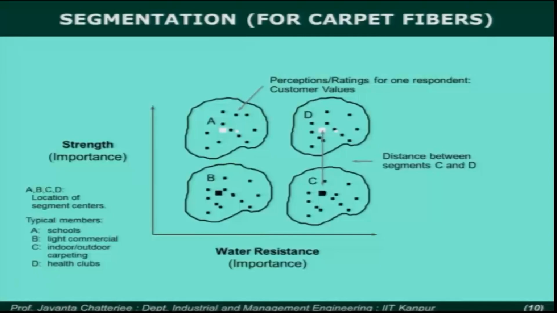So, you can see on the screen, we are doing a segmentation for carpet fibers, the fiber that is used for making artificial carpets. And here, this is the important point, whenever you are doing segmentation, you have to choose orthogonal properties, that means properties which are related but distinctly different and important, and if you set them on the x axis and y axis, then you can see different types of requirements.